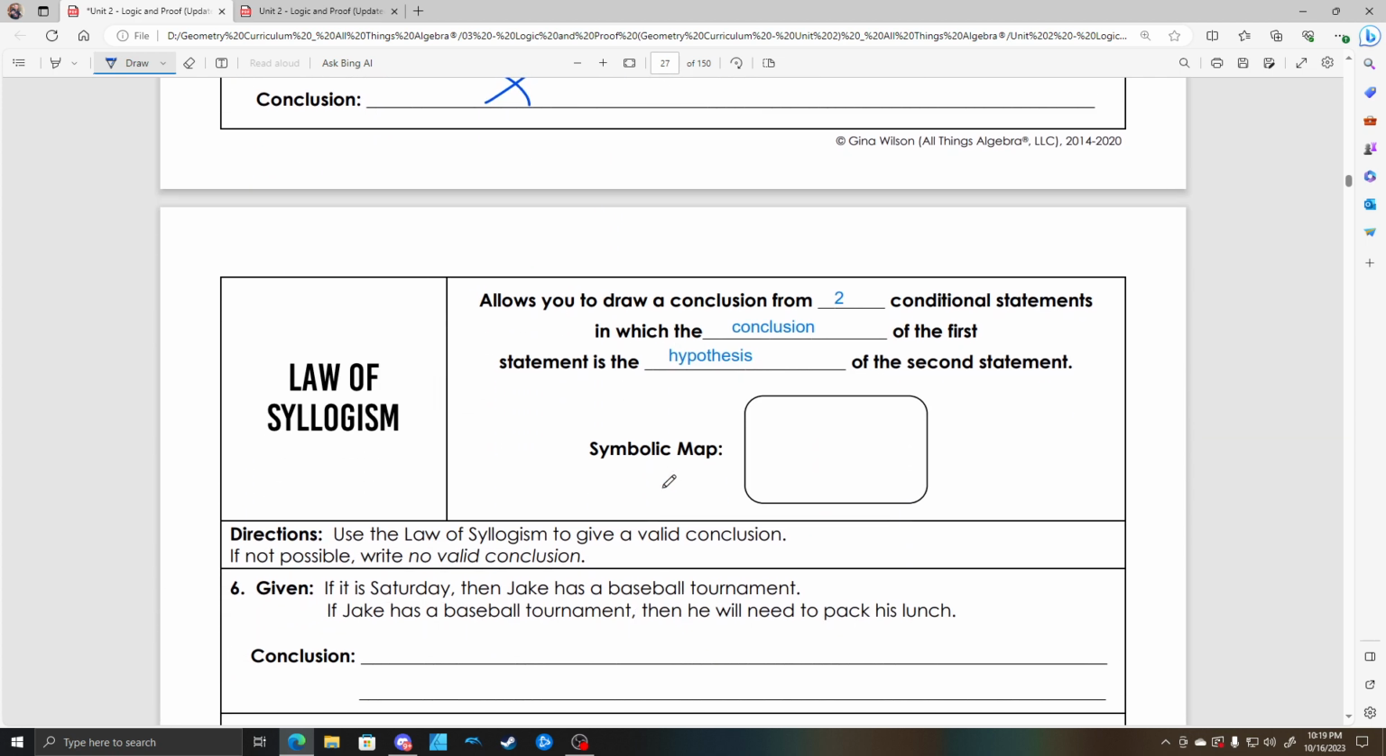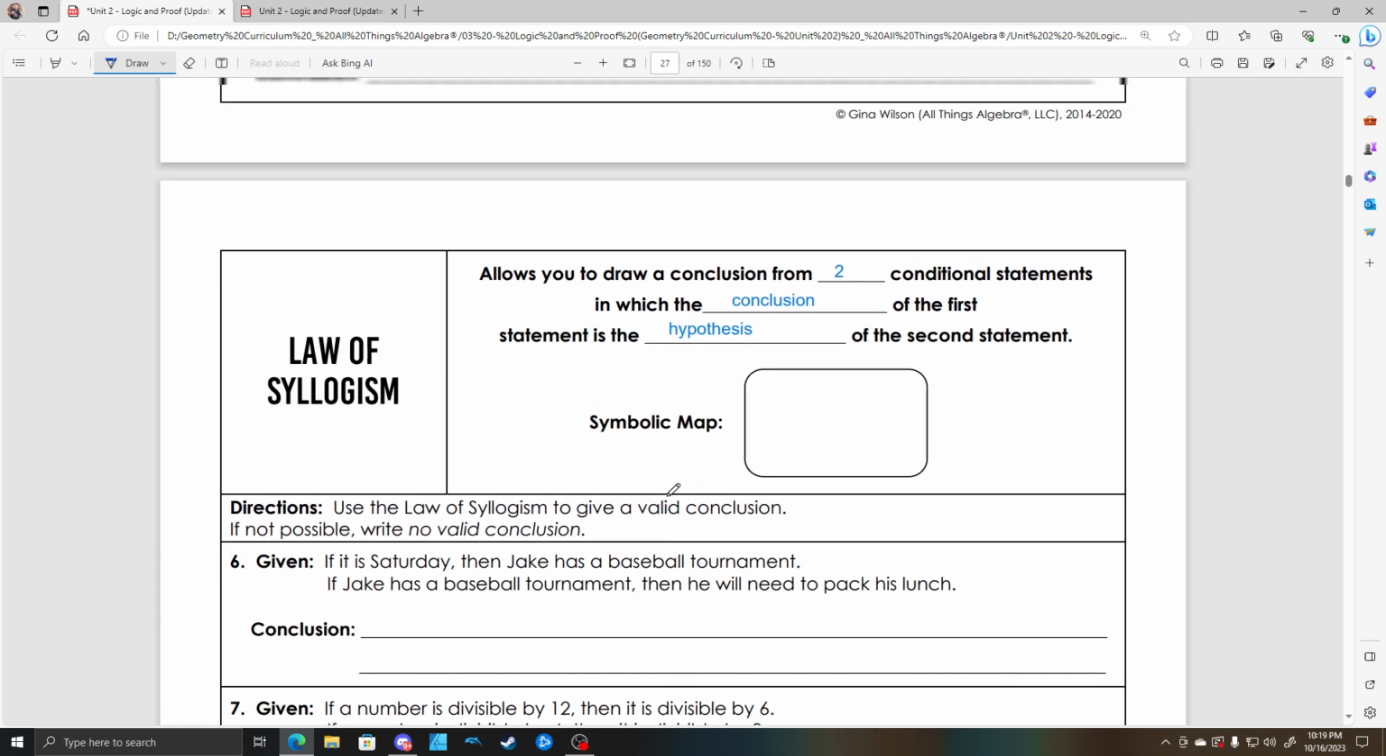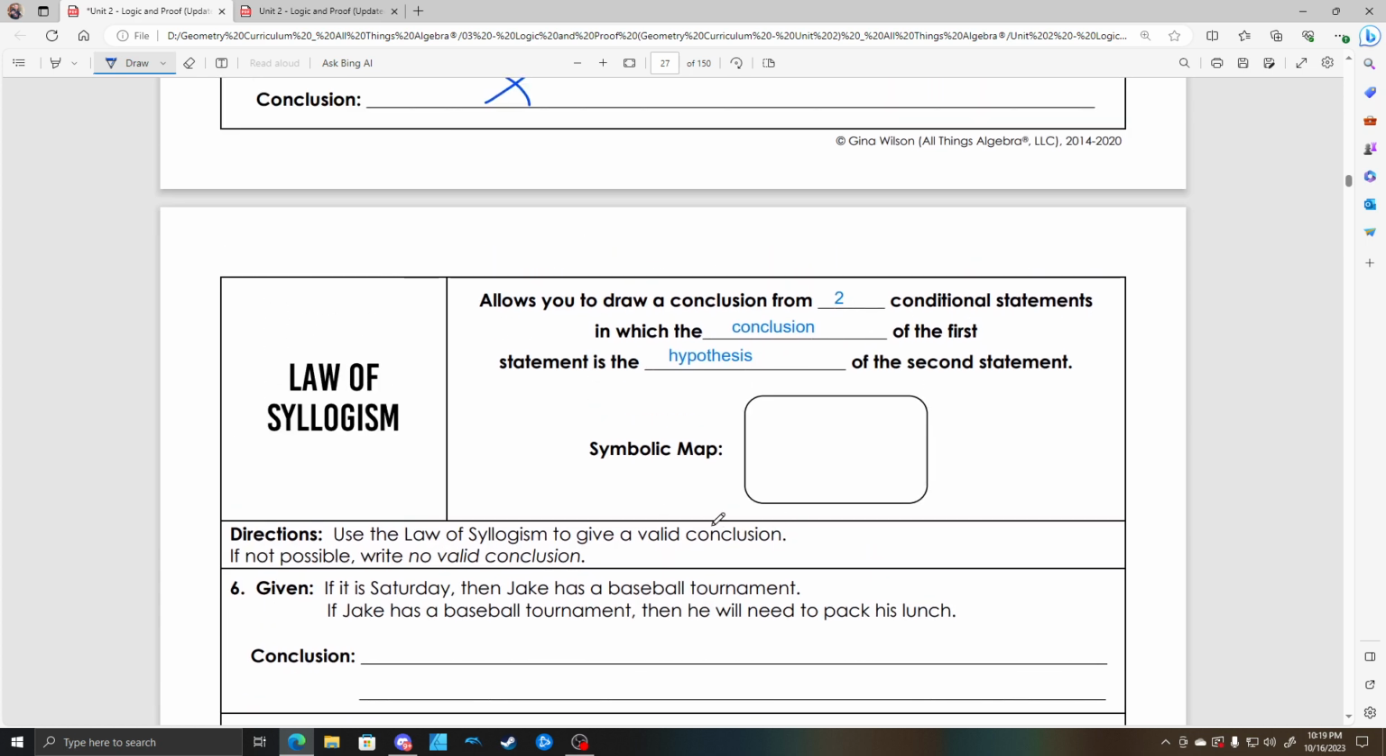Now let's refer to the law of syllogism, which is the second way that we can look at this. The law of syllogism allows you to draw a conclusion from two conditional statements in which the conclusion of the first statement is the hypothesis of the second statement. So if we look at a map of this, it would be if P, then Q, and then if Q, then R, therefore if P, then R.